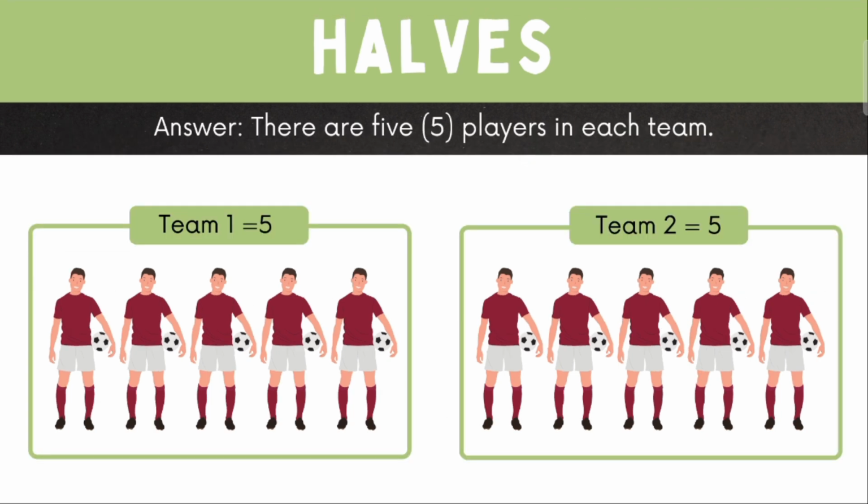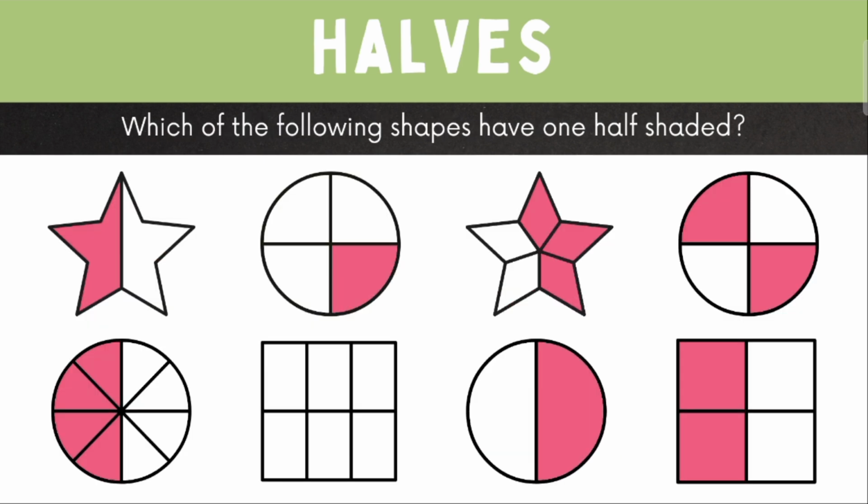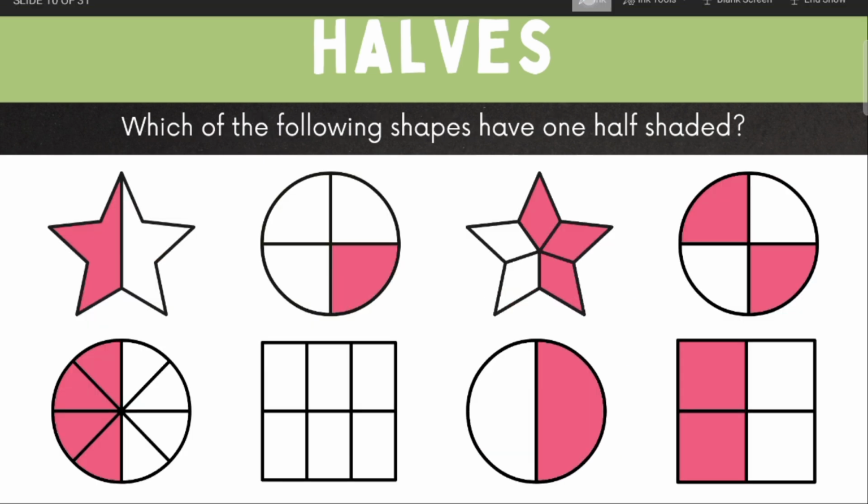See, here is the answer. There are 5 members in each team. Okay, understood. Okay, halves. Now, which of the following shapes are half shaded?